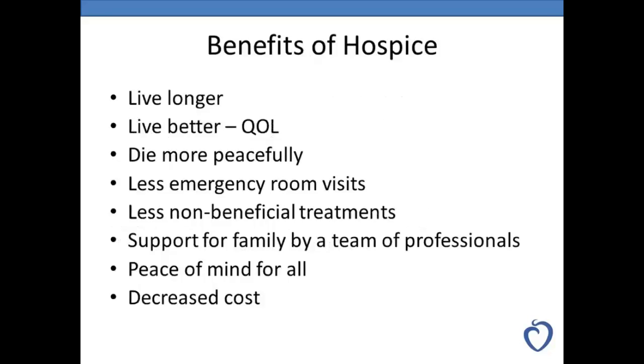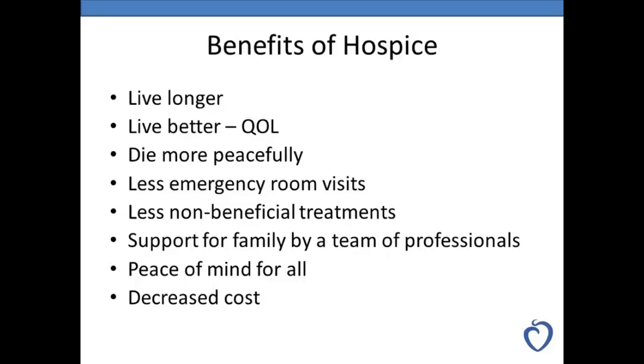Then we talk about the benefits of the hospice to the patient and the families. Patients in hospice live longer, they live better, they have a better quality of life because their symptoms are managed so much better, and they have all the support of extra folks. They die more peacefully. There are fewer emergency room visits. There are fewer non-beneficial treatments. The way I present it to the family is that the treatments that are of benefit to the patient will be given. Those that are of no benefit will either be stopped or not given.